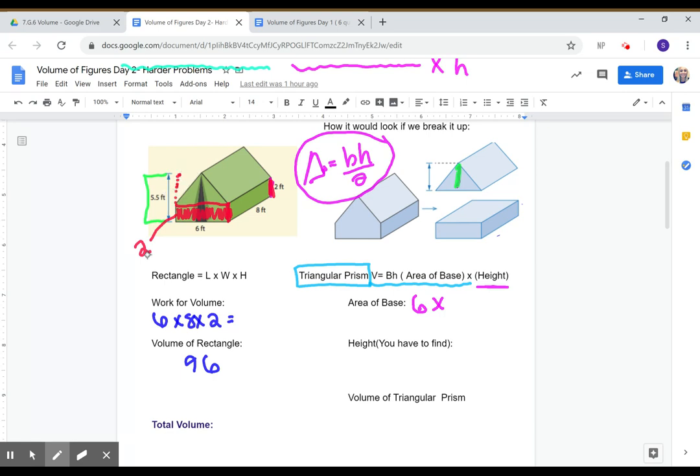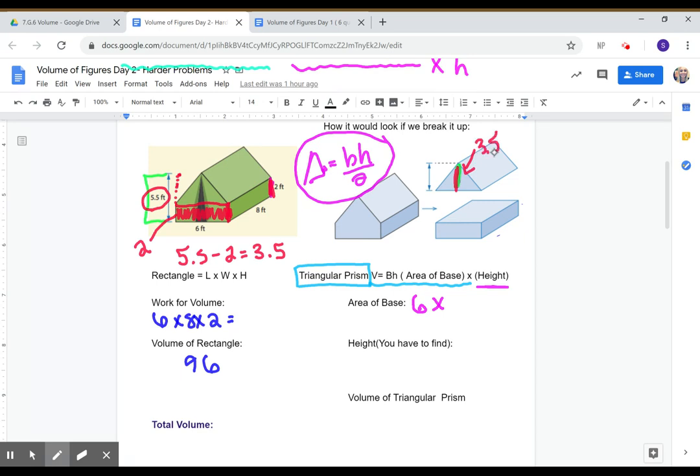What would I have to add to 2 to get me 5.5? Well, I could find that height by just subtracting. 5.5 minus 2 has to leave me with that height of that triangle to be 3.5. So I just found this piece. We got it to be 3.5, right?